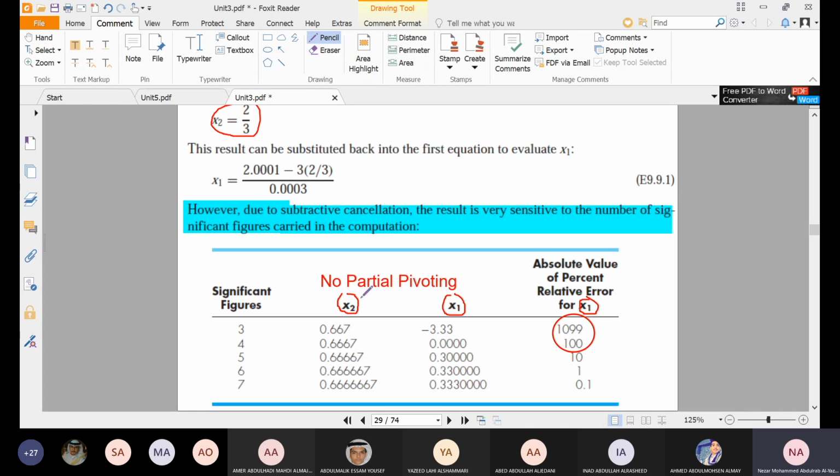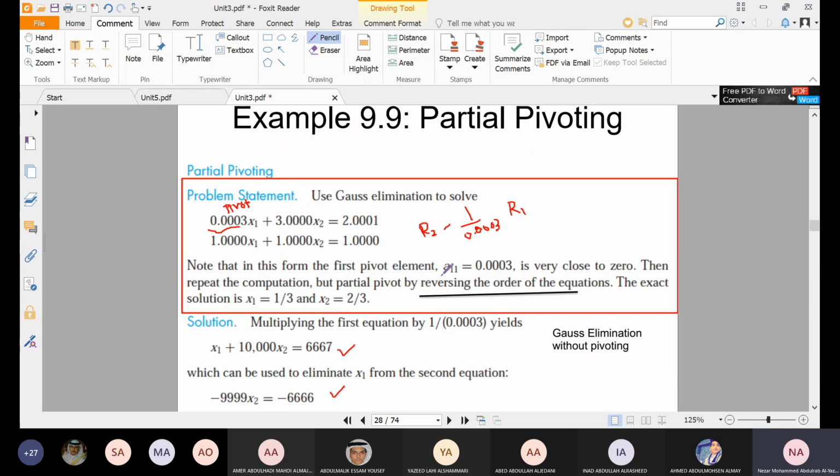This table shows us the pitfalls of Gaussian elimination, or Naive Gaussian elimination, if we apply it directly without doing any reversing of the rows, like for example partial pivot elimination. And this is the exact solution here. This is the exact solution we should know: X1 is 1 over 3 and X2 is 2 over 3.